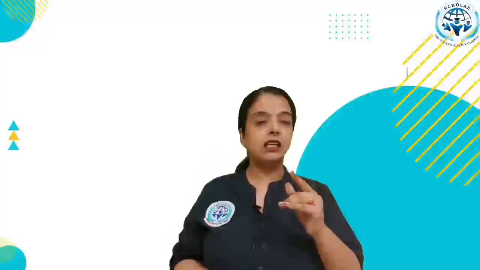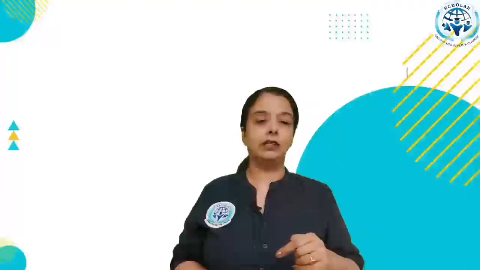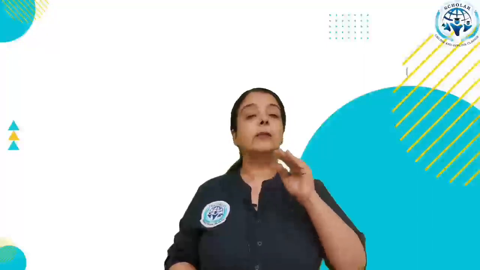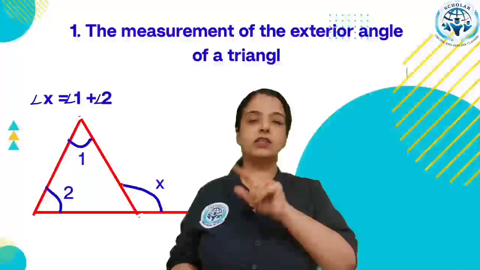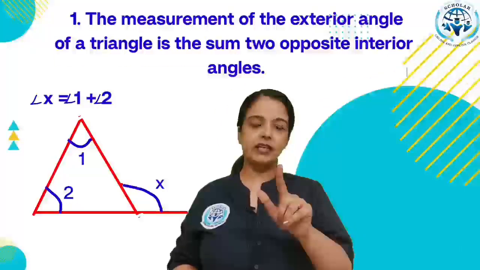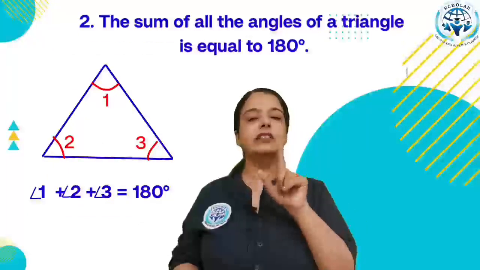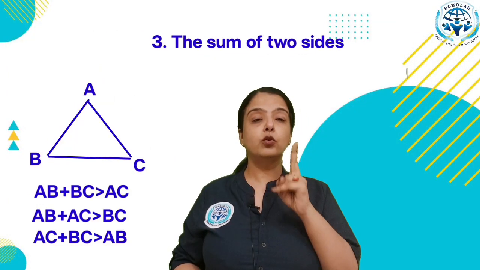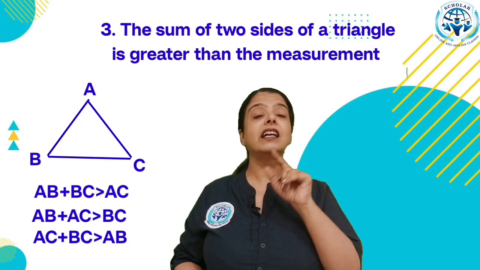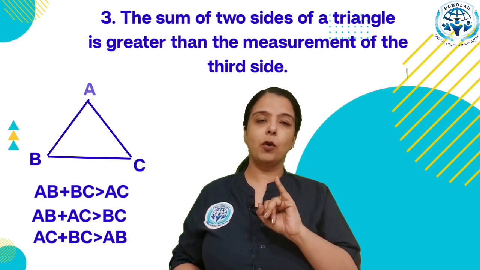Before proceeding, you have to recall all the properties. I am telling you a few properties of triangles. You know that the measurement of the exterior angle of a triangle is the sum of two opposite interior angles. Right? First property. Second property. The sum of all the three angles of a triangle is equal to 180 degrees. The sum of two sides of a triangle is greater than the third side. Third property.